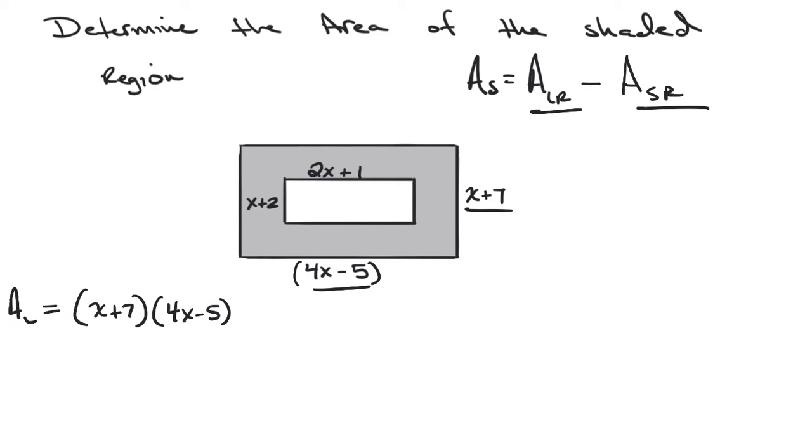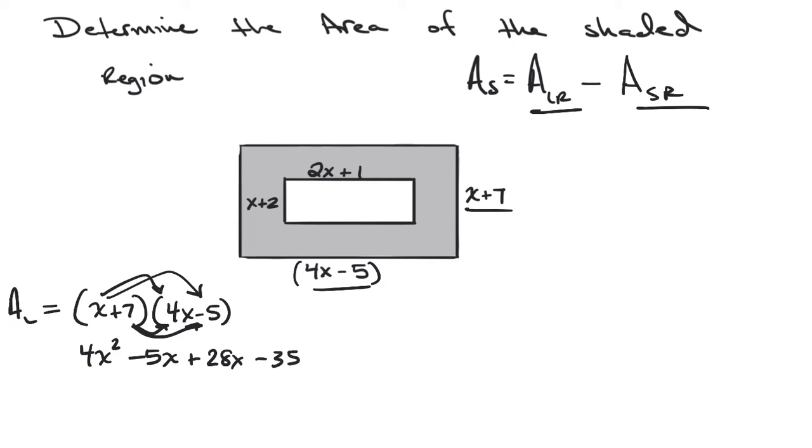So now I have this idea of this double distribution, or some people like to call it FOIL. So what I'll do is I'll take the first term and multiply it by both terms in the second group. So x times 4x is 4x squared, and x times negative 5 is negative 5x. And then I will take the 7 and multiply it by the 4x, and then I will take the 7 and multiply it by the negative 5. And then I'll simplify that expression. So 7 times 4x is positive 28x, and 7 times negative 5 is negative 35.